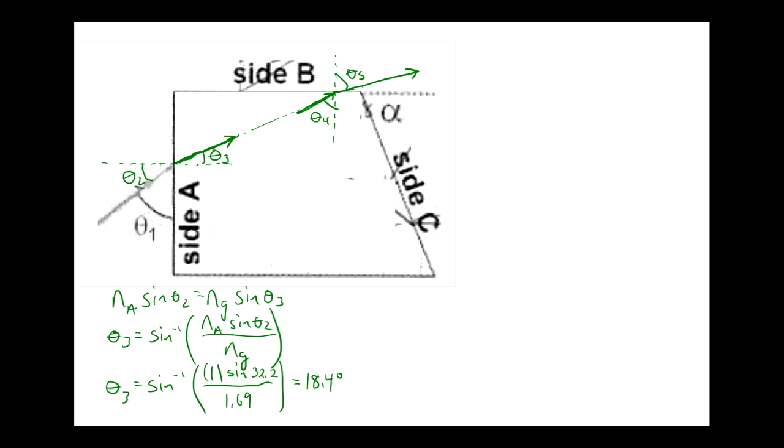Theta 4 we can directly find just by using a little geometry inside there, right? So I've got this right triangle, and we know theta 3. So theta 4 is going to be 90 minus theta 3. So let's go ahead and do that. So let's see, theta 4 is 71.6. And then we'll use Snell's law again in an attempt to find theta 5.